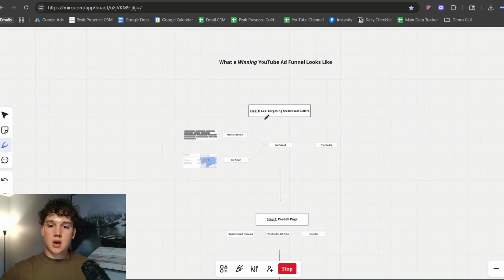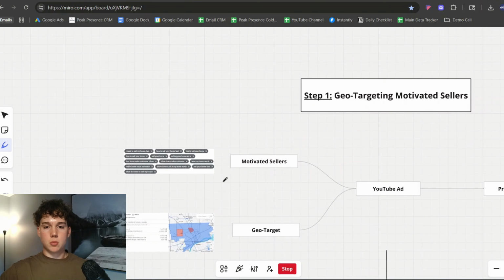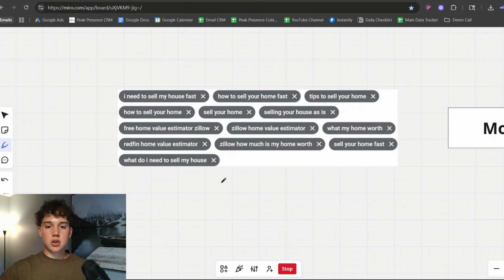And you can do the same. First of all, we're geo-targeting the motivated home sellers. This is called a custom segment, and basically it's keywords that people are searching for. But the whole premise of it is we're only focusing on homeowners in the market to sell.